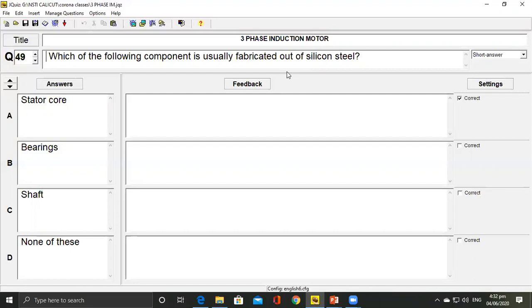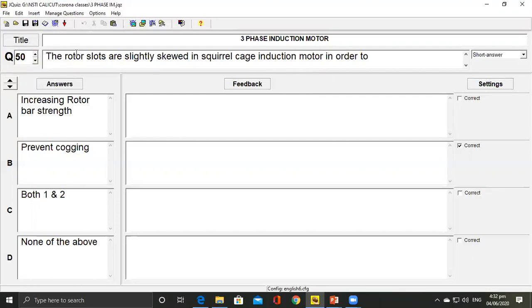There is some more explanation, but I am not going into that area. So silicon steel is normally used for making the stator core or rotor core. The answer is option A. The next question, the last question in our section: the rotor slots are slightly skewed in a squirrel cage induction motor in order to increase rotor bar strength, prevent cogging, both 1 and 2, or none of these?